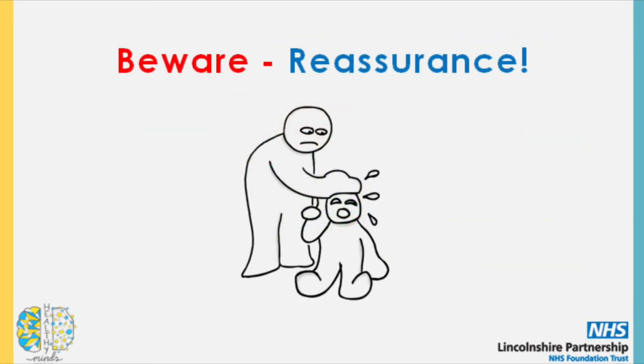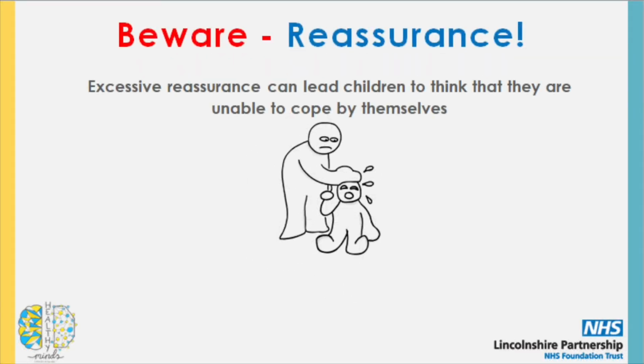An important thing to be aware of when supporting your young person is too much reassurance. Excessive reassurance can lead children to think that the only way to reduce their anxiety is to seek reassurance from an adult and that they're unable to cope with unpleasant emotions themselves. Reassurance sends a message to the brain that worrying thoughts must be important and that these thoughts demand immediate action. While some reassurance is good, if we do it too much, it can take away the independence that a young person needs, and this in turn affects their confidence and self-esteem.